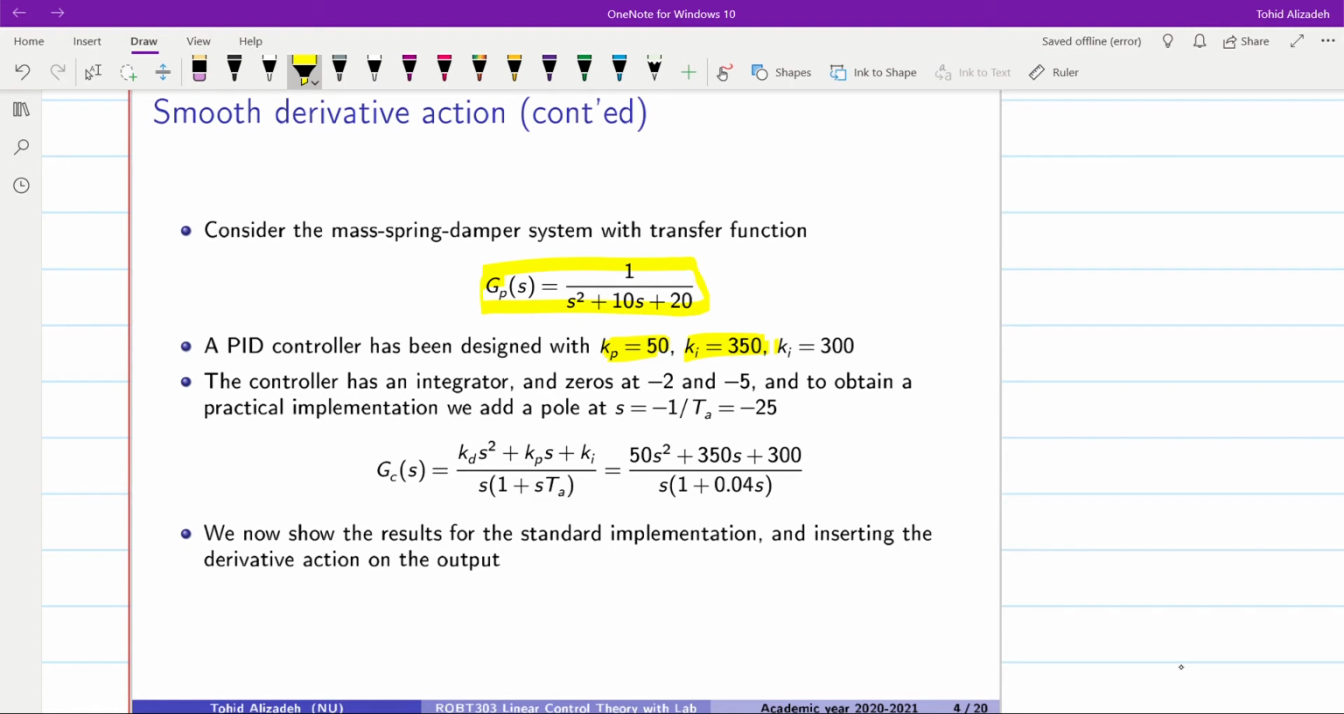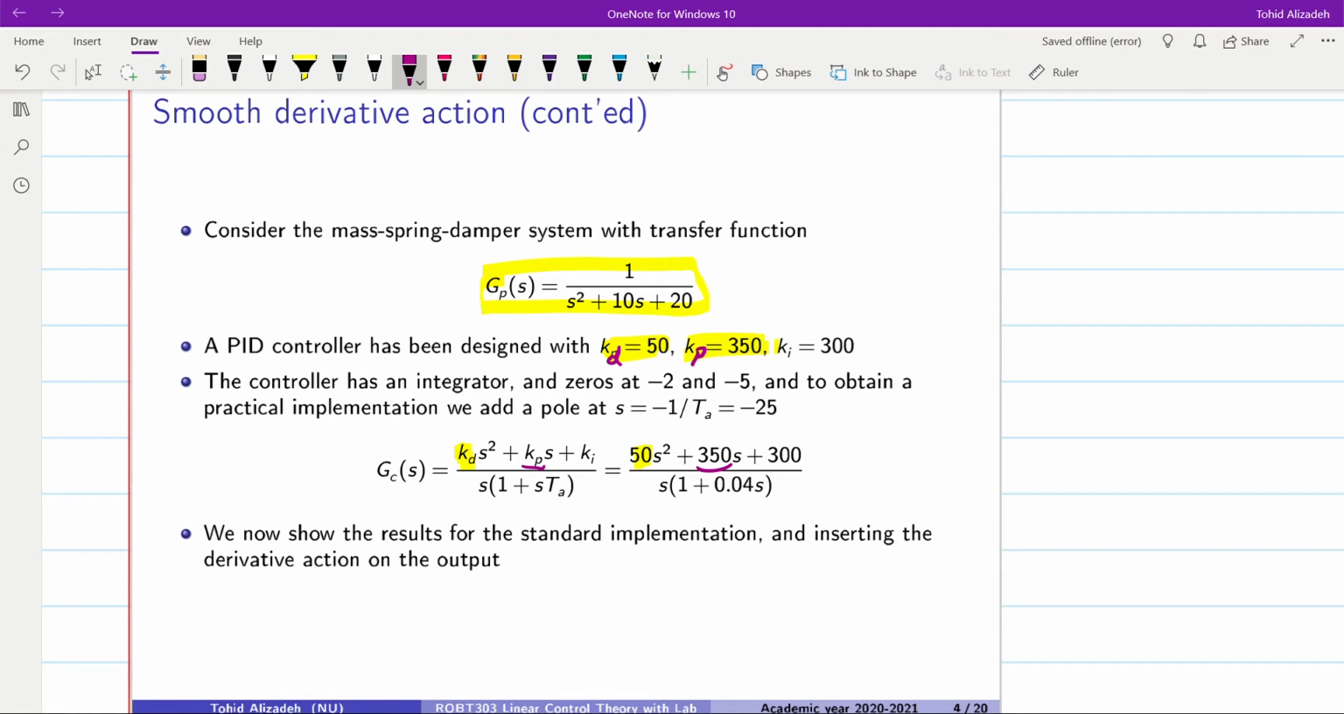A PID controller has been designed with Kp, Ki and Kd. One of these is indeed Kd, and we can get it from here. Kd is equal to 50. Kp is equal to 350. Let me just fix this: 350 is what we have for Kp, Kd is equal to 50, and Ki is equal to 300.